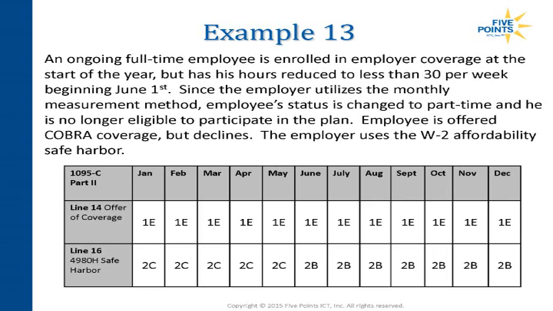Example 13, an ongoing full-time employee is enrolled in employer coverage at the start of the year but has hours reduced to less than 30 beginning June 1st. Since the employer utilizes the monthly measurement period, employee status is changed to part-time. He's no longer eligible to participate in the plan. Employee is offered COBRA coverage but declines. The employer uses W-2 affordability safe harbor. So because they moved to part-time, I continue to use 1E for that COBRA offer, and 2C and 2B, because I'm using monthly measurement. So it's just the difference between look back and monthly measurement that determines what I actually put in here as my answers.